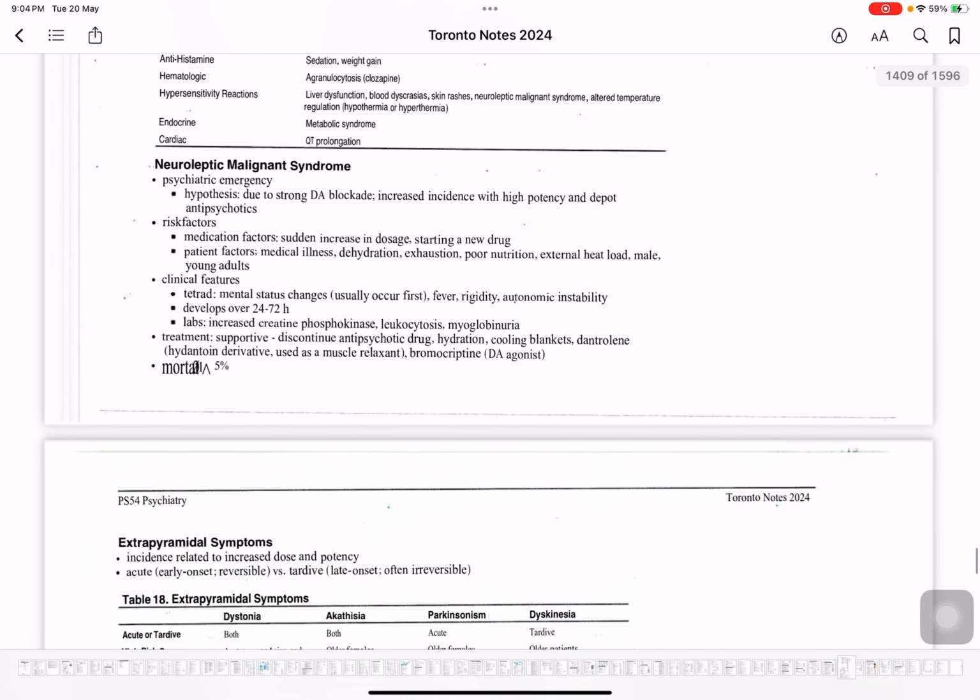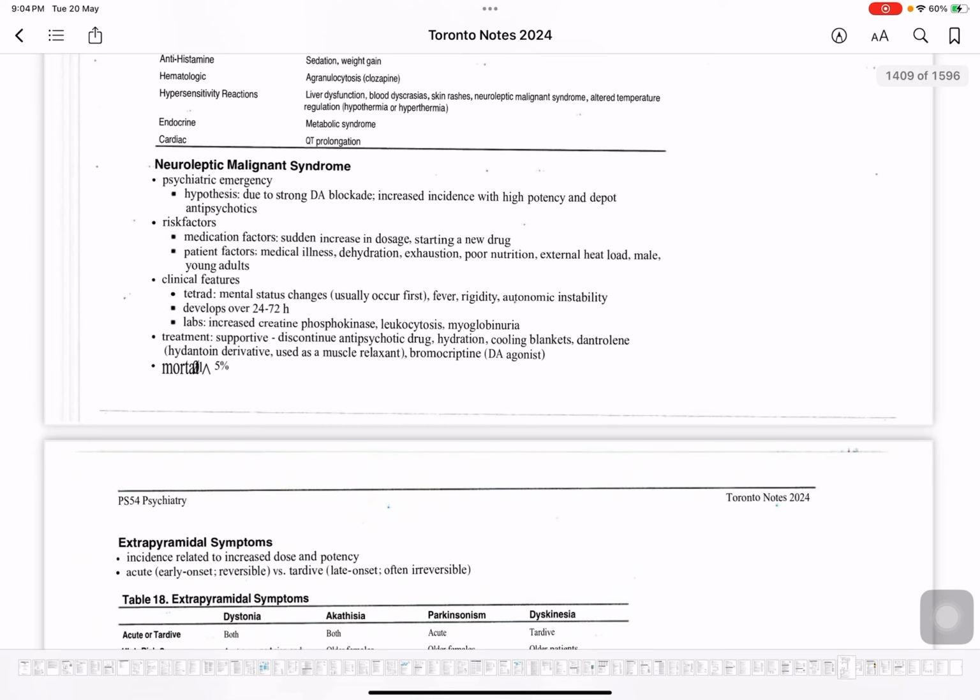A very important aspect of QE1 is neuroleptic malignant syndrome. You need to really know how to differentiate it from serotonin syndrome. Serotonin syndrome has GI symptoms, whereas neuroleptic malignant syndrome does not have GI symptoms. It is mostly rigidity. It is a psychiatric emergency.